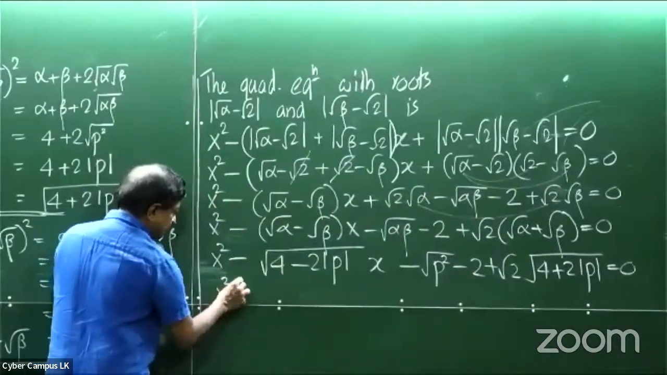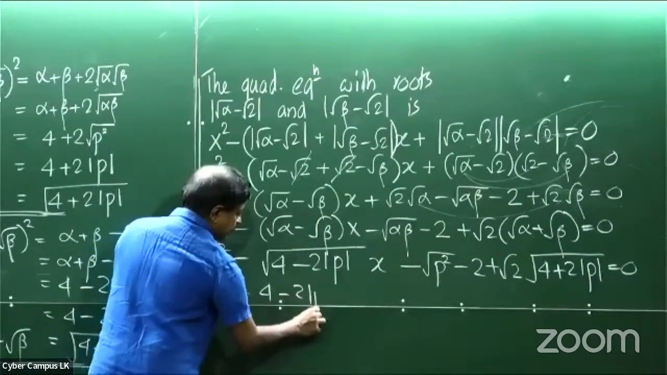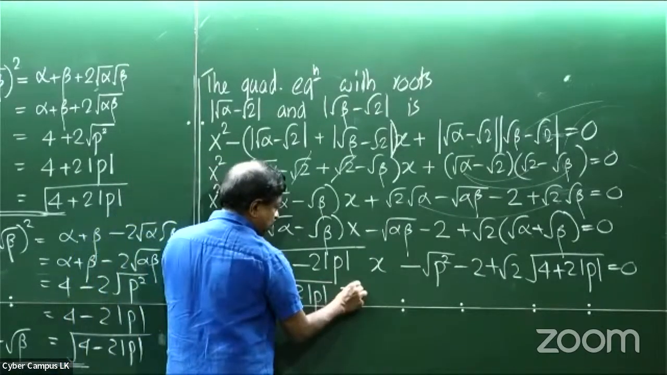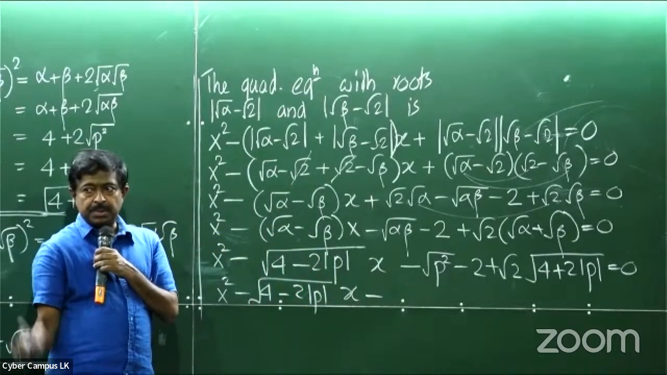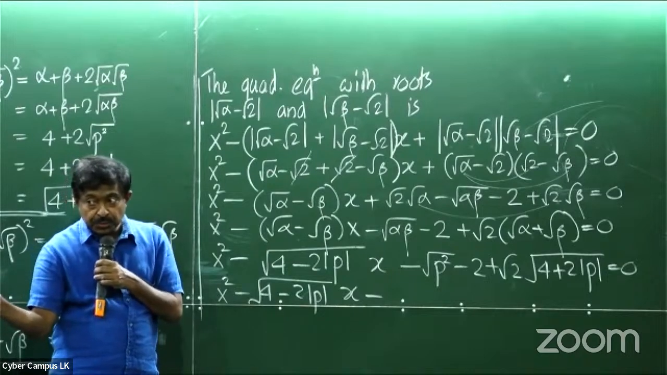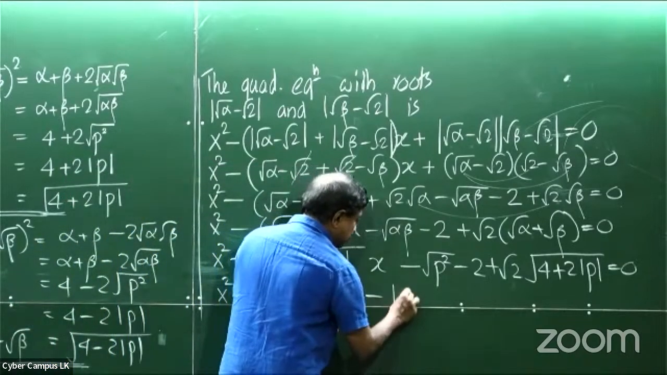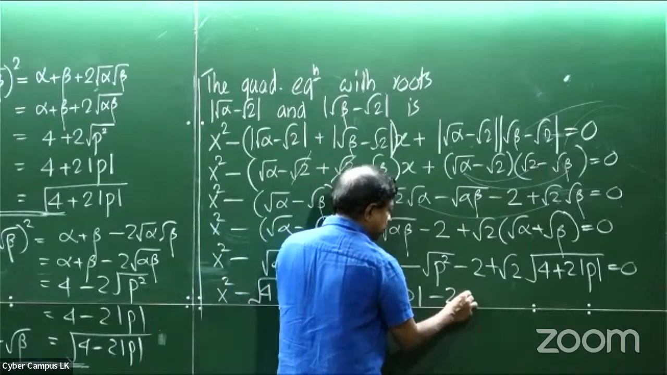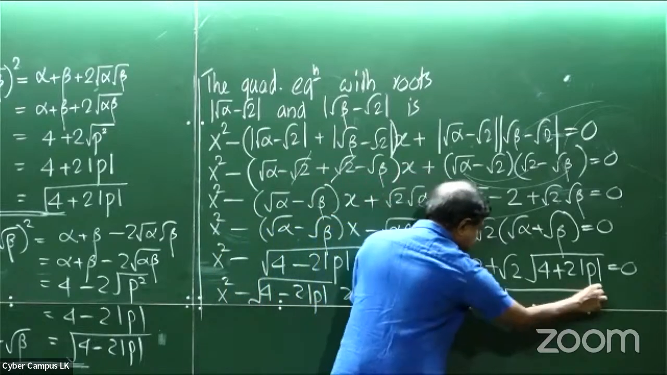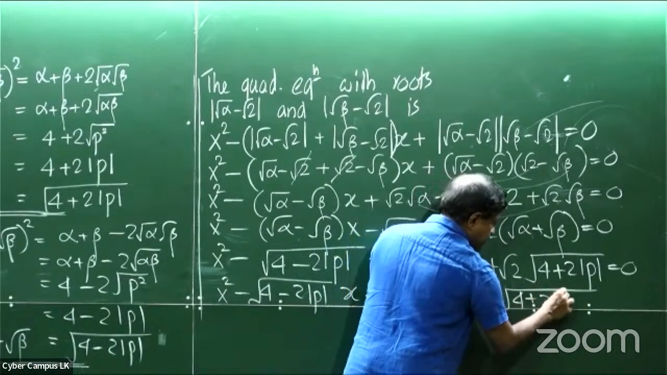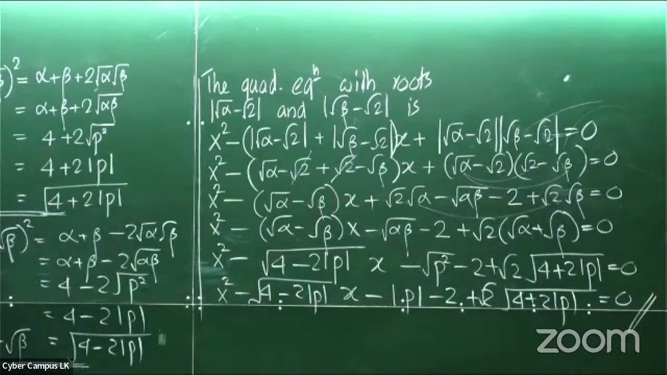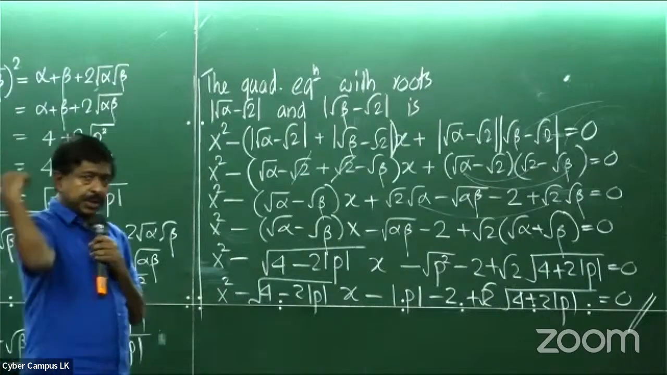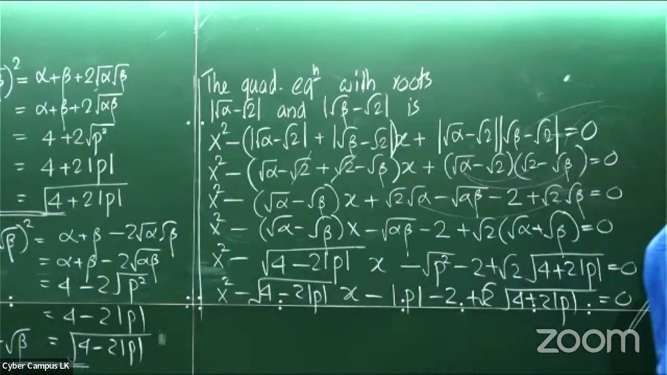Now we have to write one more line. What is this? Square root of p squared. P can be negative. Therefore, it should be mod p minus 2 plus square root 2 times. Okay, you take that down. Then I'll give something similar.